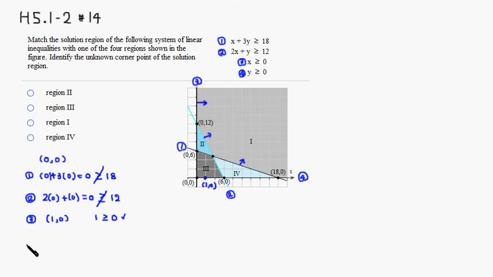All right, and the last one, we're going to check, let's see. We cannot use any point on this line, so I'm going to try 0, 1.